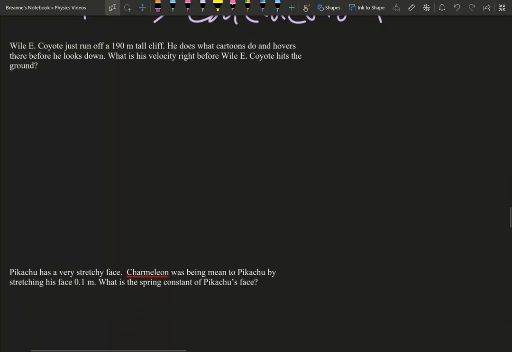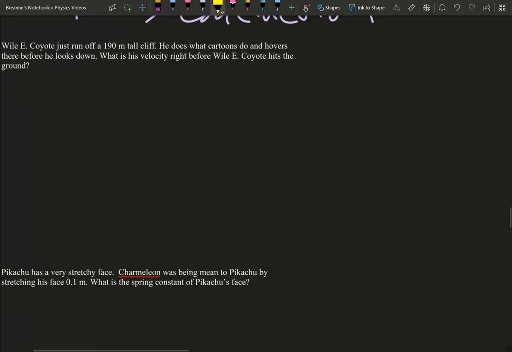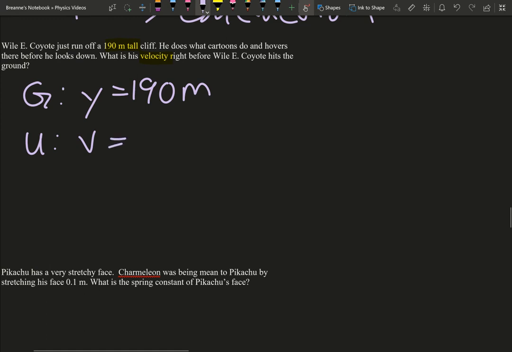So Wile E. Coyote just ran off a 190-meter tall cliff. He does what cartoons do and hovers there before he looks down. What is his velocity right before Wile E. Coyote hits the ground? So we have the height of the cliff, and we're looking for velocity. Our given is y equals 190 meters. That will become our initial height, because that's where he starts off.